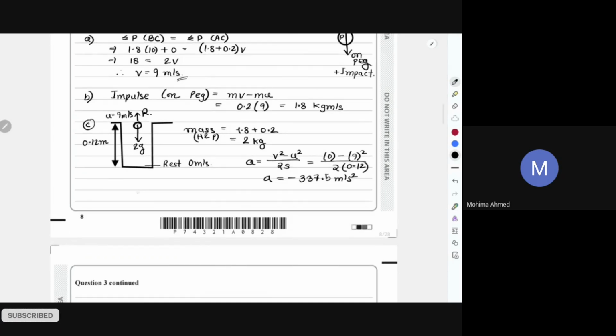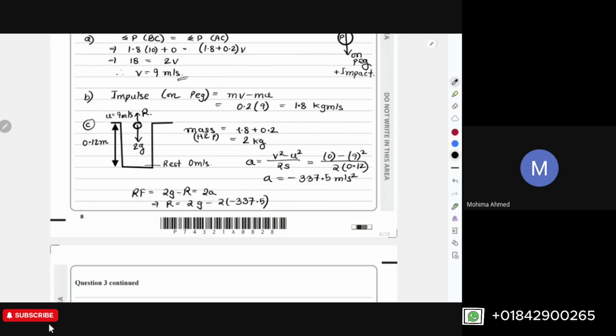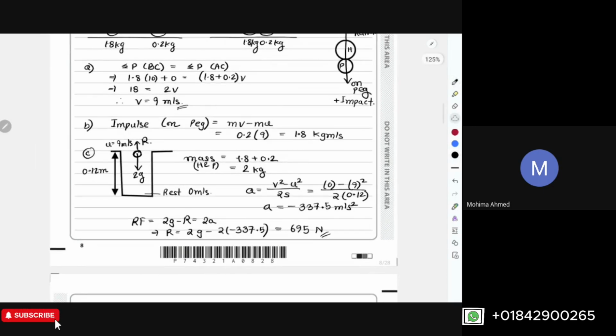Now using this deceleration, you can find out the resultant force, which is, by the way, R minus weight equals to 2a. So this is going to be 2g plus 2 into 337.5. Eventually, they will add up together. So you end up getting 694.5, so you can just write 695 Newton. That's all the working you need to do for part A.